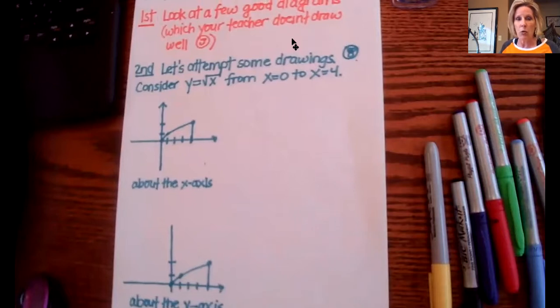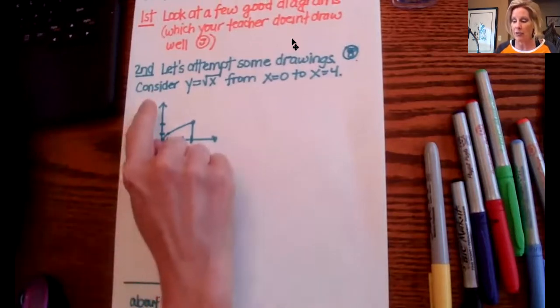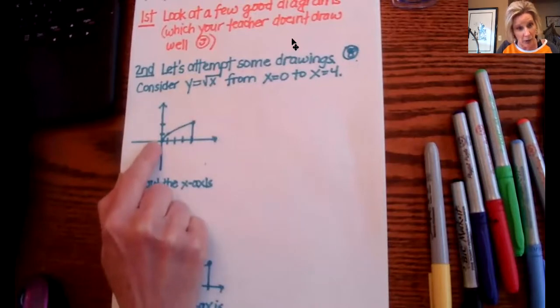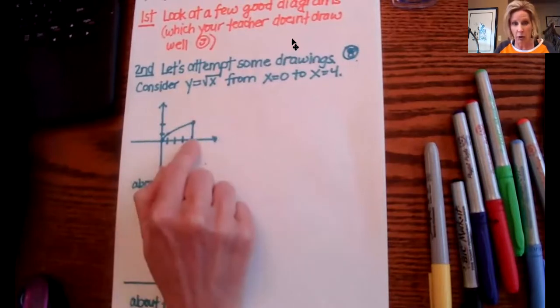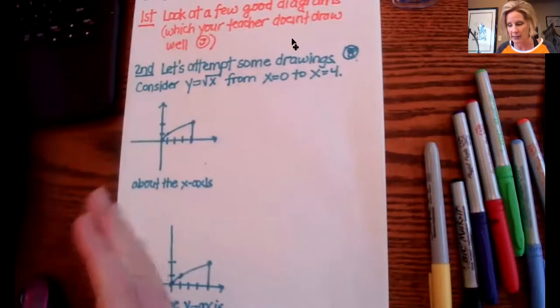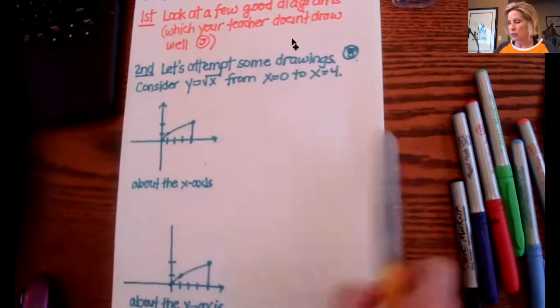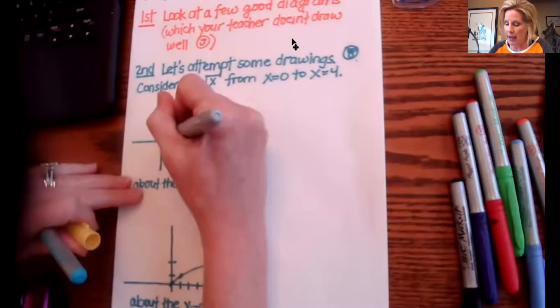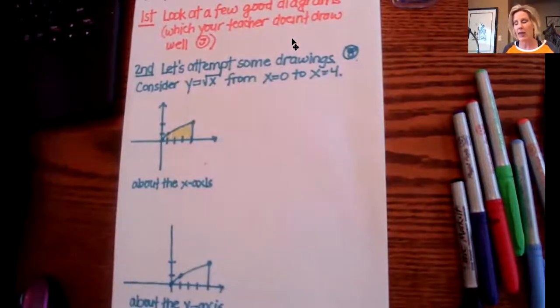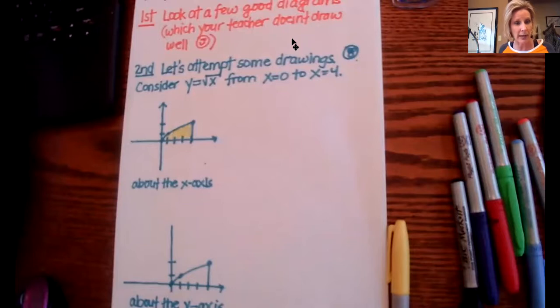So we are going to, on all of these, look at the graph of y equals the square root of x as it goes from x equals 0 to x equals 4. X equals 4 is the vertical line that's going to kind of cut it off on the right-hand side. And so it would create an area here, a yellow area here. And I'm going to take that yellow area and revolve it about different lines to create three-dimensional solids.